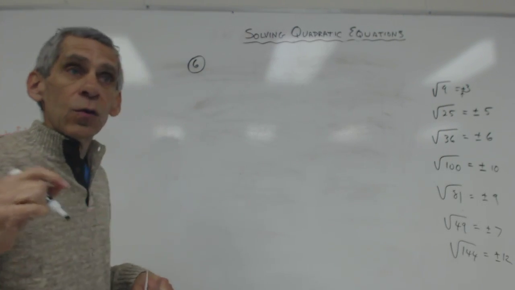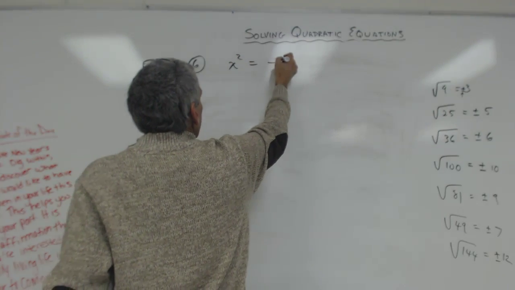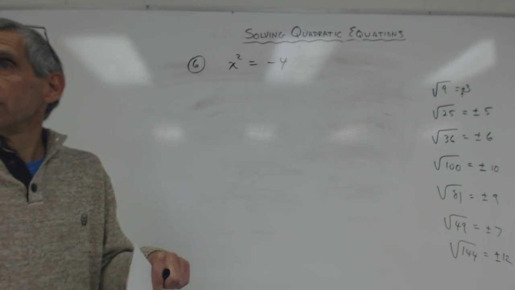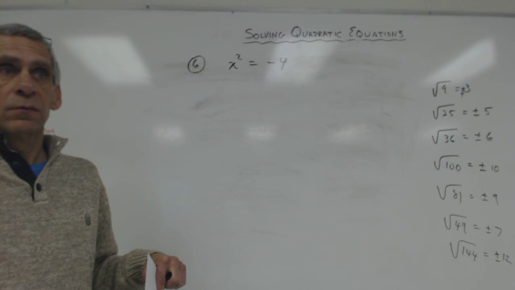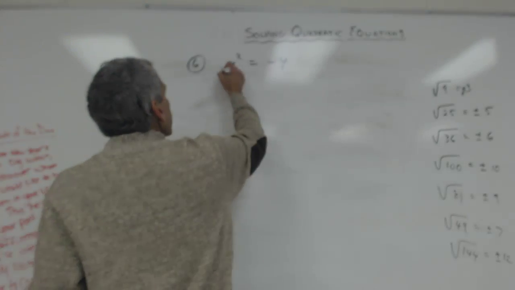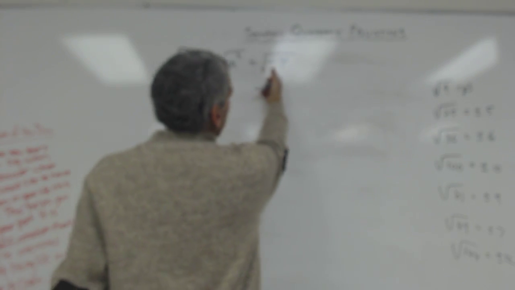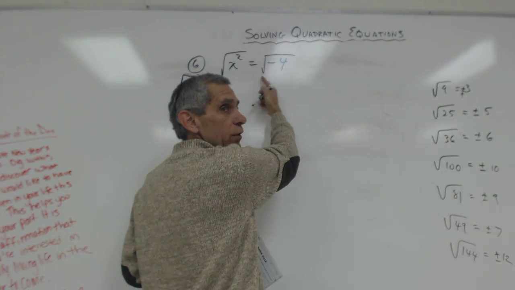Call this number 6 with a negative. X squared is equal to negative 4. What would I do? Square root both sides, right? So I'm going to square root this side, and I'm going to square root this side. Notice I put the negative inside with the 4. Square rooted the whole thing.